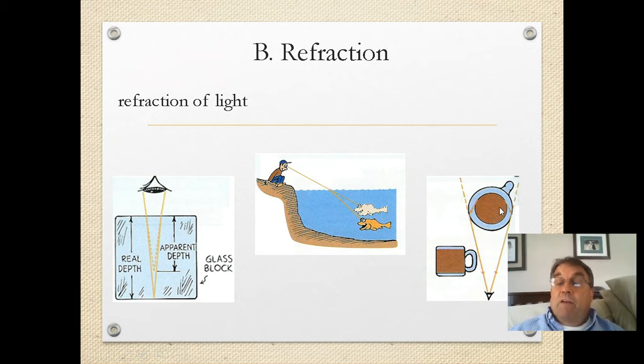This is a glass coffee cup. Glass is fairly thick for a coffee cup, but when you look at the coffee in the coffee cup, it looks like it goes all the way out to the outer edge, which is impossible because there's glass there. But the image of the coffee refracts outward.